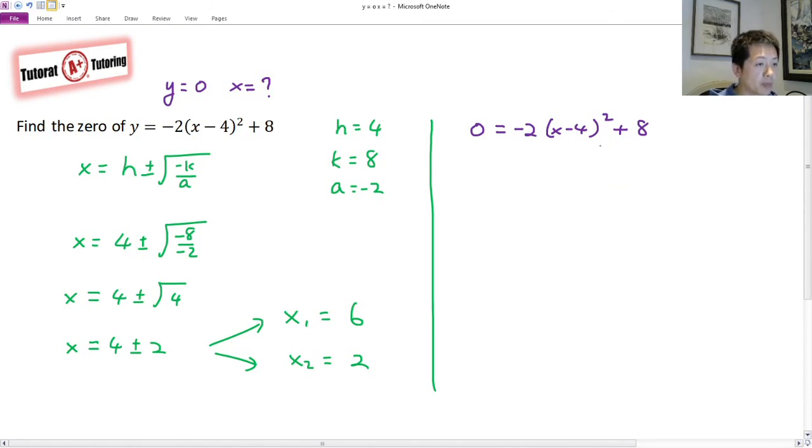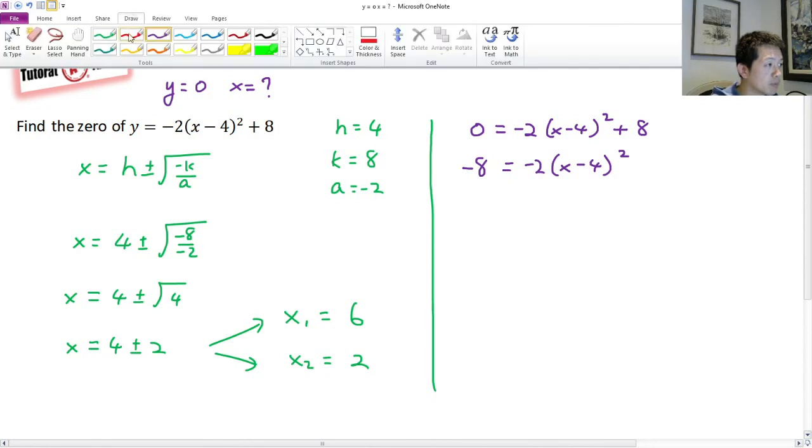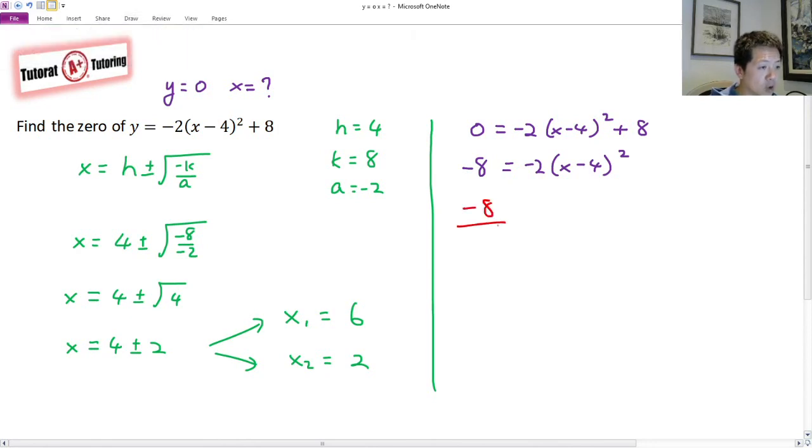So on this, you isolate your x. So 0 equals this plus 8. Then you move the 8 to the other side. You get minus 8 equals minus 2 times x minus 4 squared. And then you divide by minus 2 on both sides. This is going to give you minus 8 over minus 2 equals x minus 4 squared. The minus 8 over minus 2 is basically 4 equals x minus 4 squared.